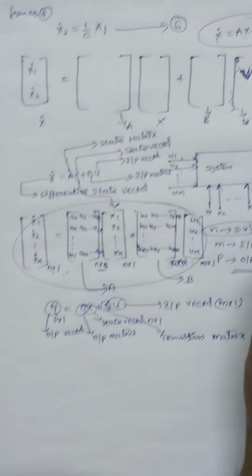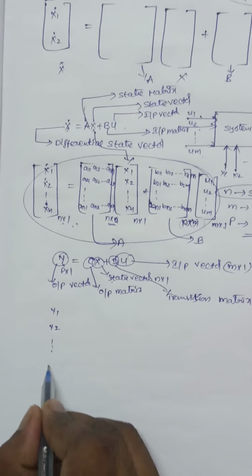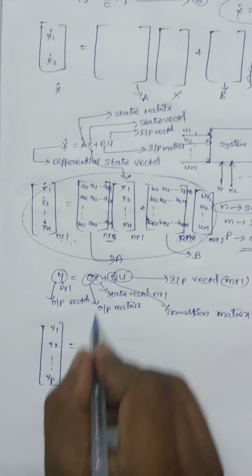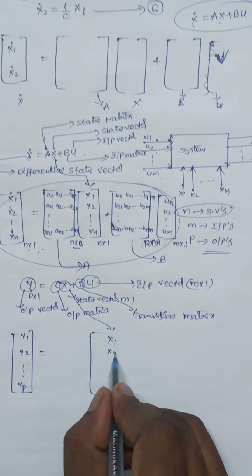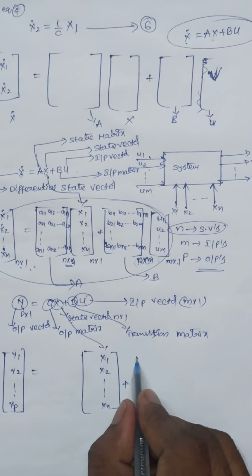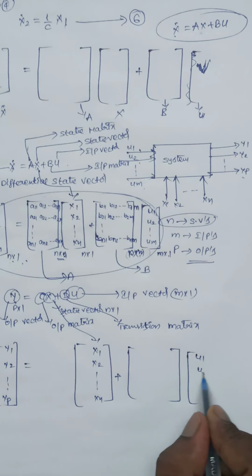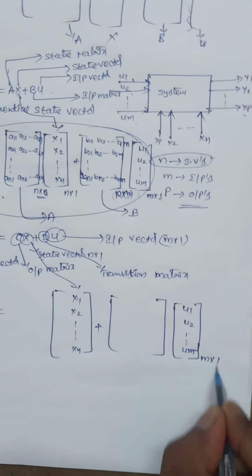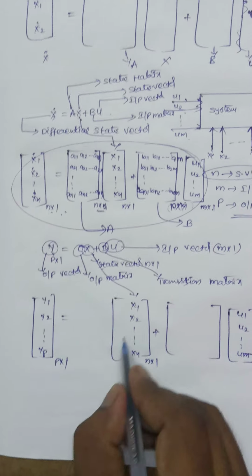So P outputs are there. So here y1, y2, up to yp. P outputs are there. Now this is equal to C times x, this matrix I am representing here, x1, x2, up to xn, plus this is the D matrix, and it is the U matrix, u1, u2, up to um. So it is an m by 1 matrix, and it is an n by 1 matrix, it is a p by 1 matrix.